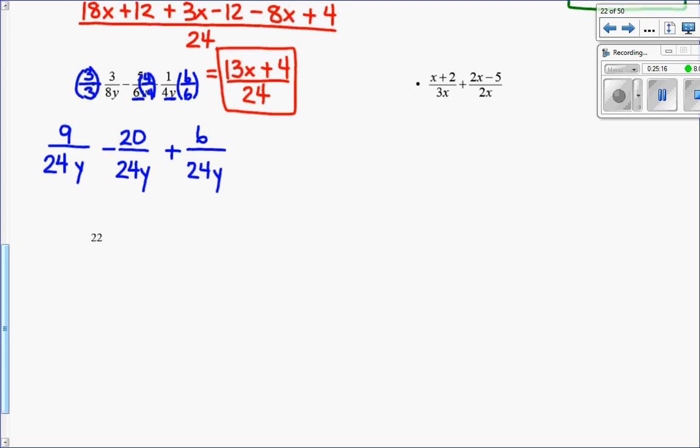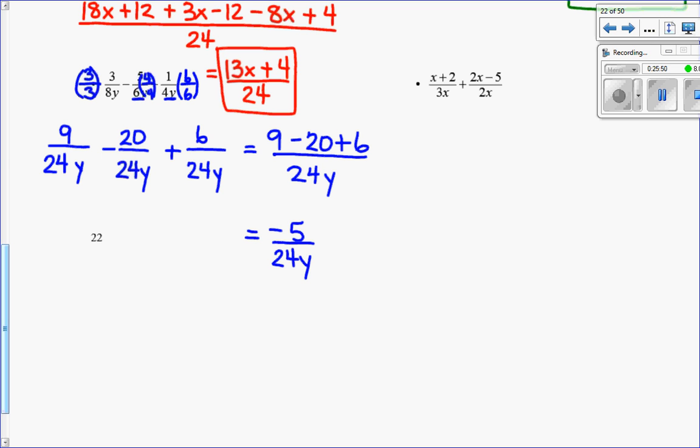Okay, you can see that all three terms have a common denominator of 24y. So now I can actually just add and subtract straight across. I can write it out as 9 minus 20 plus 6 all over 24y. Or I can skip that step and just do it in my head. 9 minus 20 is negative 11, plus 6 is negative 5, over the common denominator 24y.